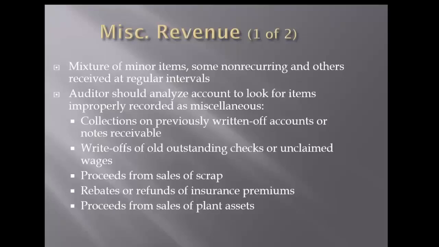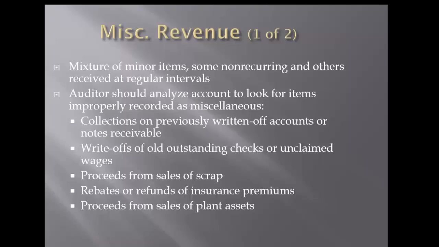When we're considering revenue, we need to understand that there are a number of minor items as well as non-recurring items, as well as our general flow of revenue within the organization. So the auditor should analyze the accounts to look for items that are improperly recorded as miscellaneous. Collections on previously written off accounts.